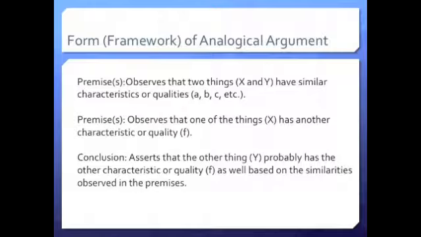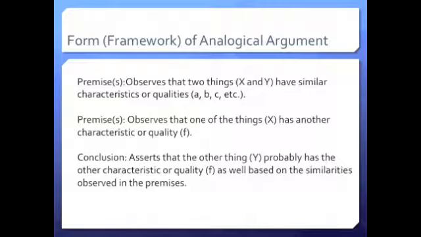Now, you might have noticed that in the second premise, as well as the conclusion, the other characteristic or quality has been given the variable F. In part 1 of lesson 7, the characteristic or quality that was mentioned was given the variable K. X, Y, A, B, C, and F are all simply variables, so it doesn't really matter what the actual variable is that we use. What's important is what it is that stands in for these variables.